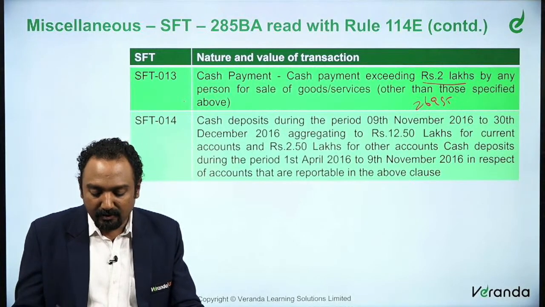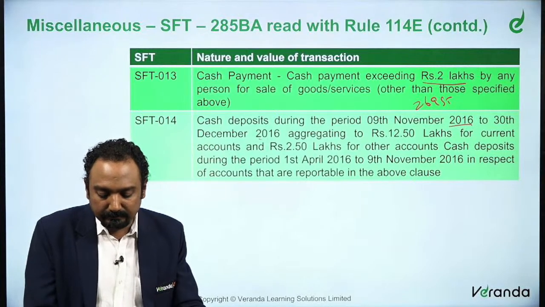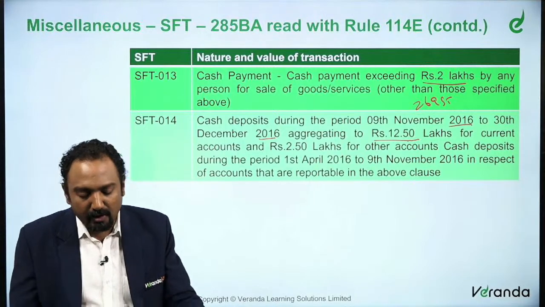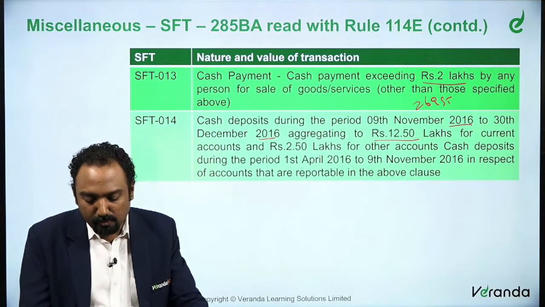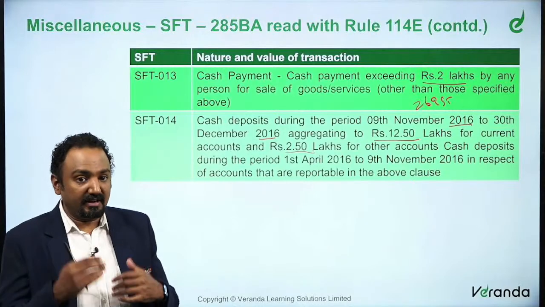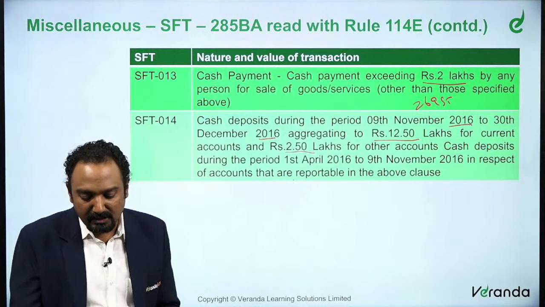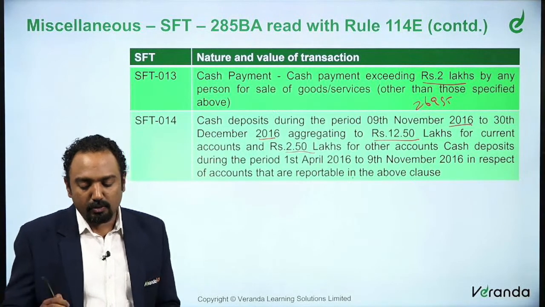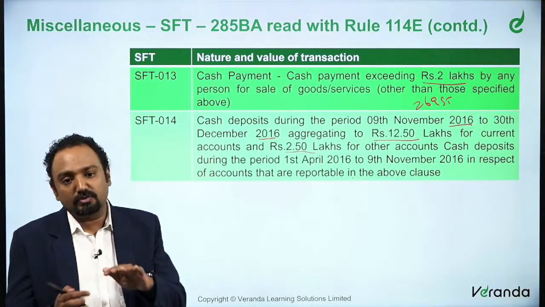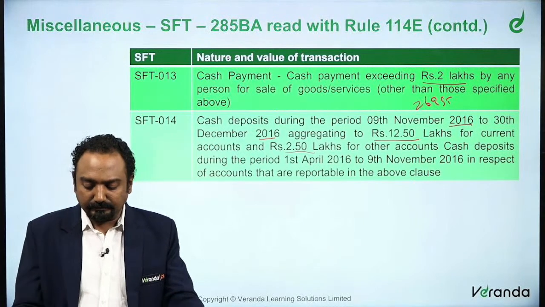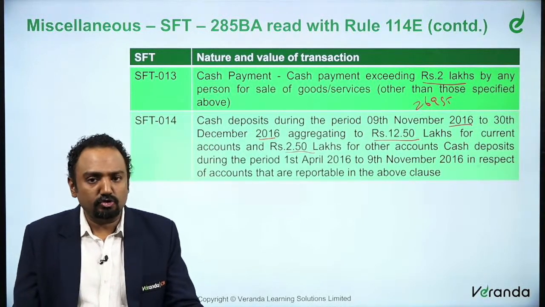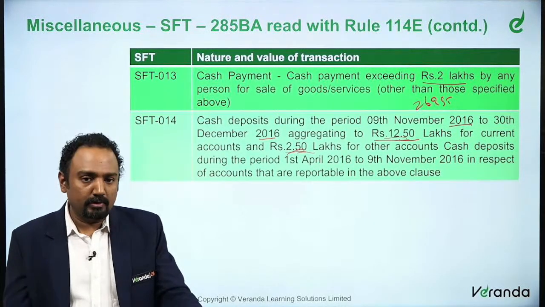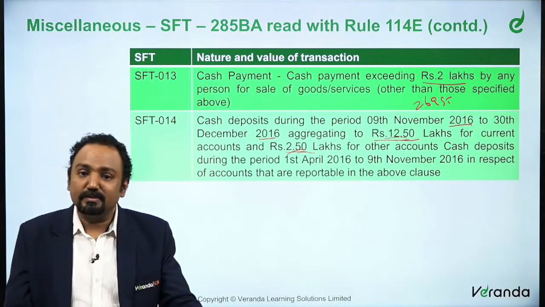The last one is specifically for demonetization. Between that period of demonetization, that is 1st April 2016 to 9th November 2016, if there are cash deposits aggregating 12.5 lakhs for current accounts and 2.5 lakhs for other accounts, in respect of accounts that are reportable in the above clause, that also has to be reported. So, if it is a current account, it is 12.5 lakhs. If it is other than a current account, it is 2.5 lakhs. These are the 2 limits that we need to understand. So, these are the transactions that have to be reported.